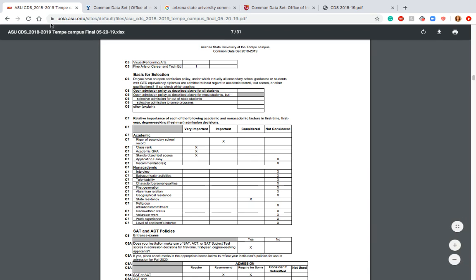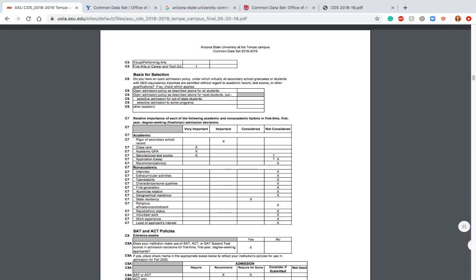So we know from Arizona State that the rigor is important, but it's not very important. Class rank is very important, and GPA is very important, and standardized test scores are very important. So that's kind of interesting. They do not want to read an essay over there, people. They're not even considering that. They don't consider recommendations. So this is a school we would consider to be a numbers school. They are going to crunch the numbers and either you're in or you're out.